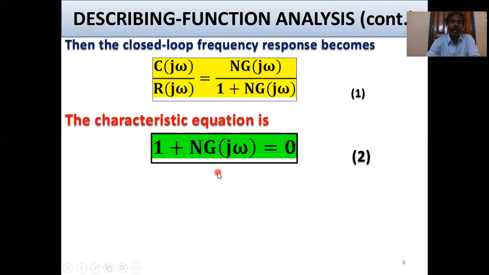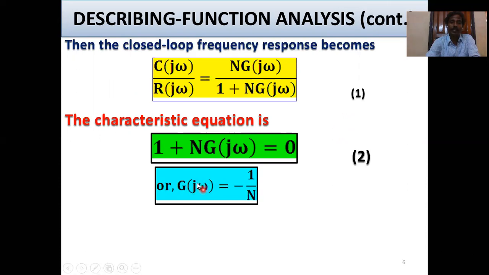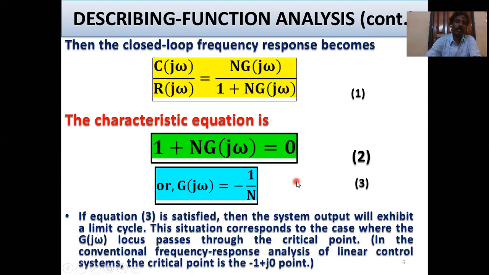And then we can write G of j omega equals minus 1 by N. So the left hand side is the linear part and the right hand side is the nonlinear part, and this is the reciprocal. So G of j omega equals minus 1 by N. This is the condition for stability.